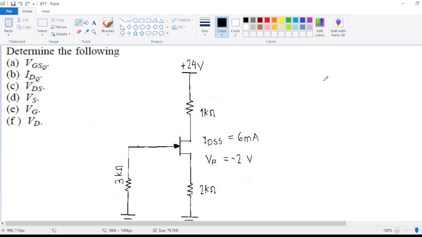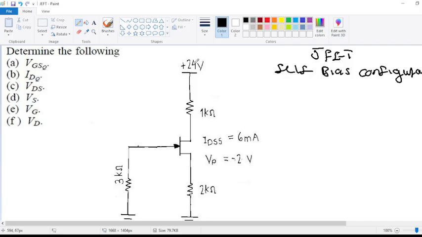Okay, so we look at the JFET. We look at the JFET in self-bias configuration mode. So this is the JFET self-bias configuration. So this is what we're going to look at, the self-bias configuration.